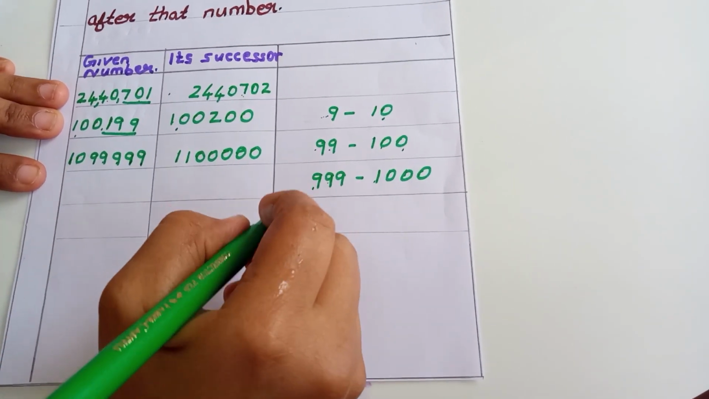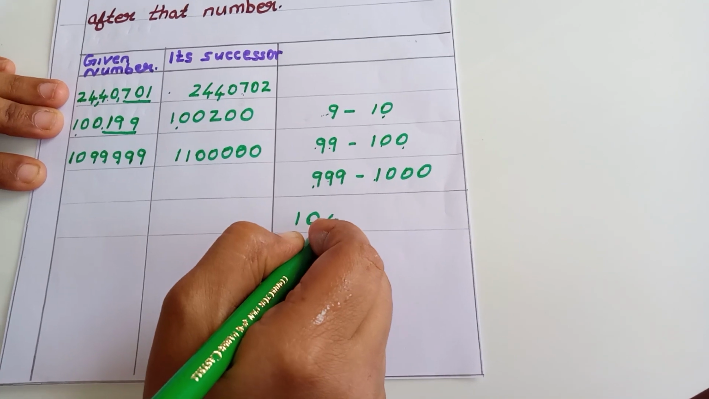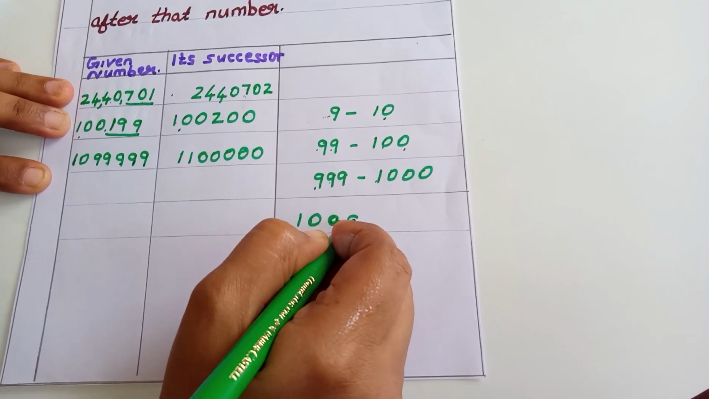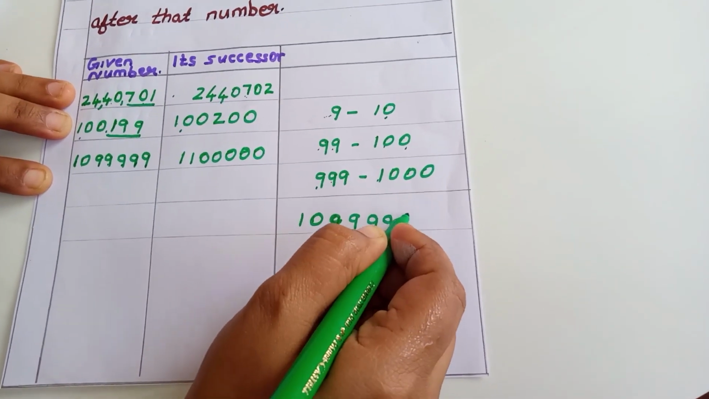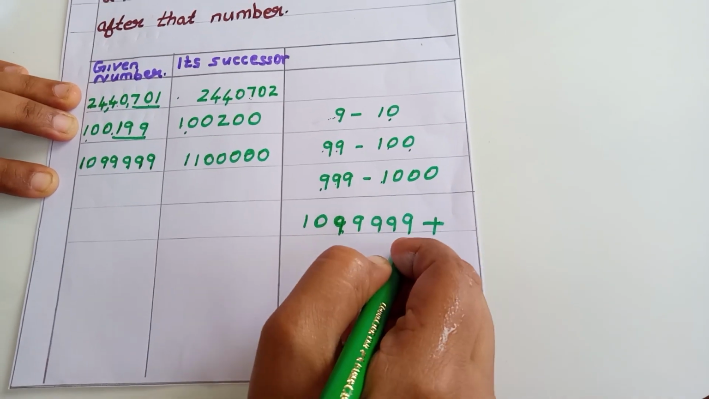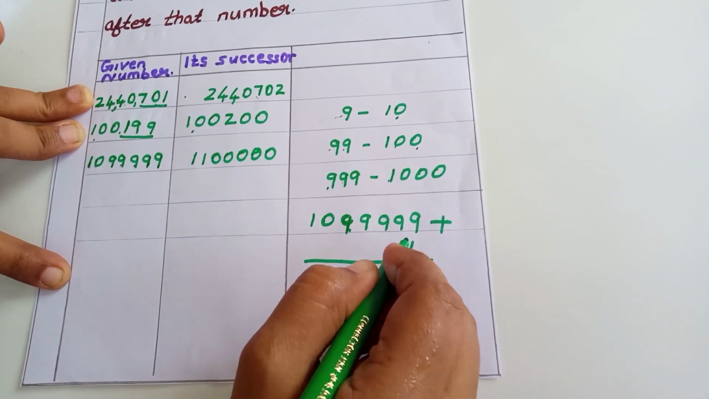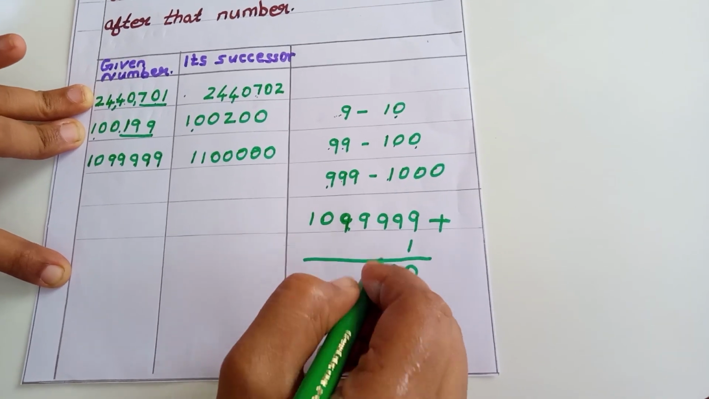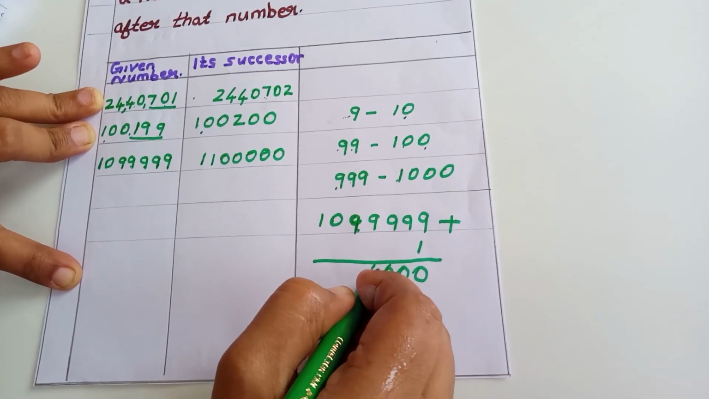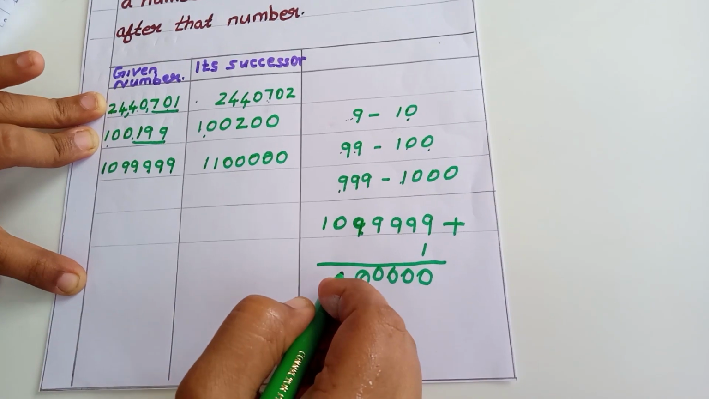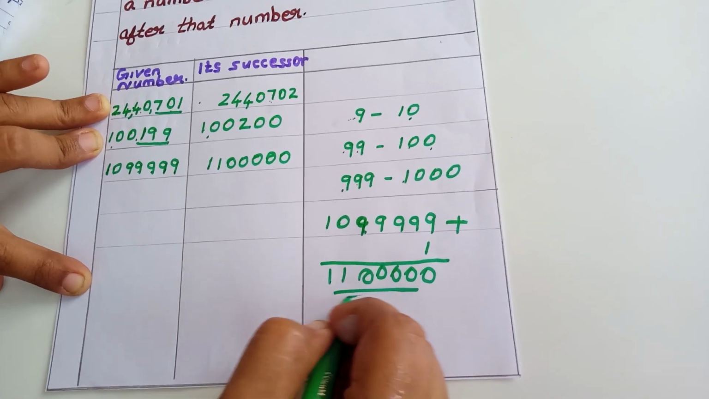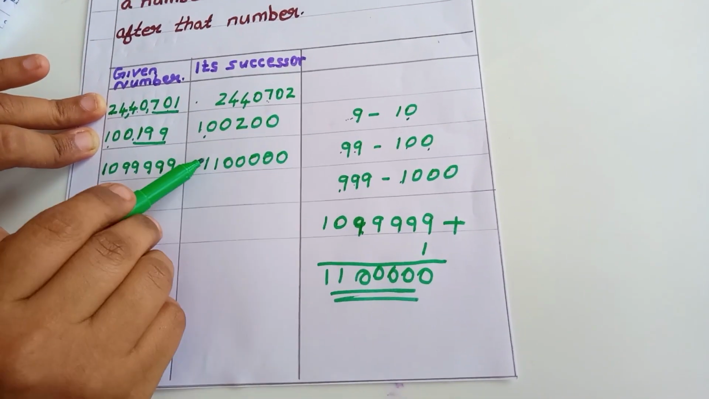Otherwise, you can do it like this: 1099999 plus 1. If you want, you can do it like this. You can adopt any of these methods.